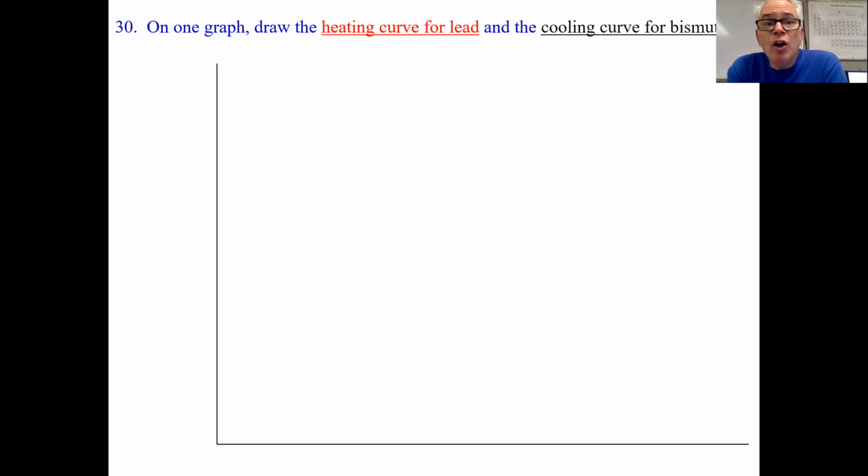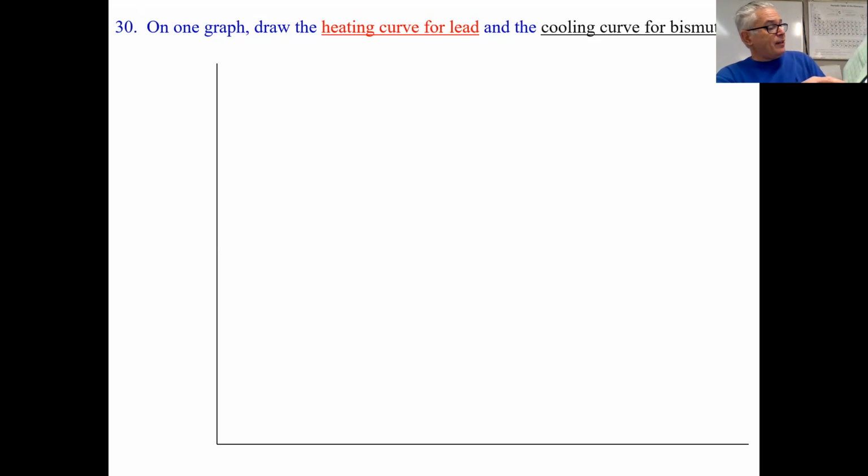Now, we're going to draw two curves on one graph. We're going to have a double title, and it's plenty big enough to fit both of these on. Now, it says the heating curve for lead and the cooling curve for bismuth. Now, we're only going to draw one at a time. But the first thing we're going to do is look up the heating temperatures for lead. That means the melting point and the boiling point.